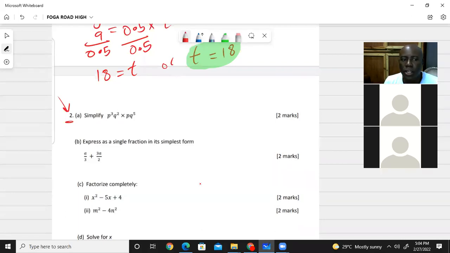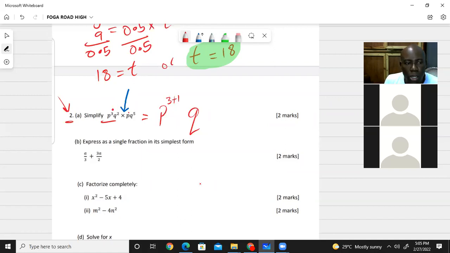That's the thing. When you multiply letters that are the same, you add their powers. For example, we're multiplying p to the 3rd, q to the 2nd times p, q to the 5th. So there's p and there's q. Definitely, we're multiplying. Check it out. We have a p to the 3rd, see it here, and then we have a p to the 1. If you don't see a power, it's 1. Don't think it is 0. So we're going to put plus 1, because when the letters are the same, you add their powers.